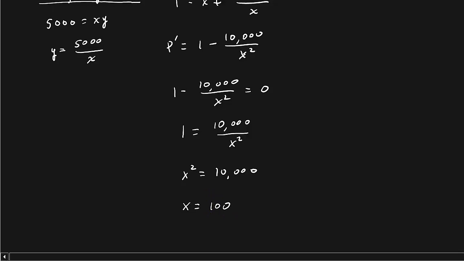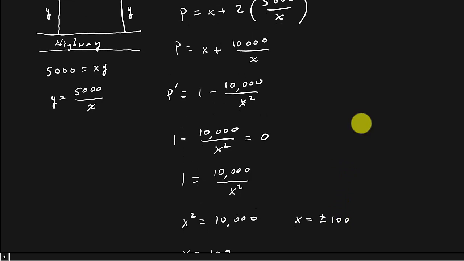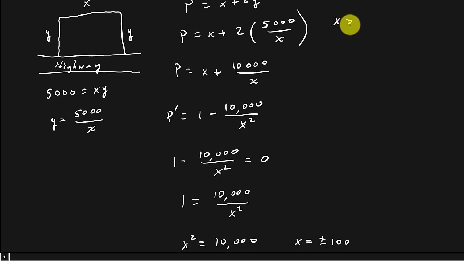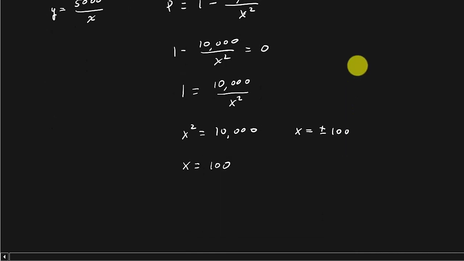Now, I do want you to keep in mind that when we square root this, we do actually get x is plus or minus 100. But for this problem, x has to be greater than 0 because you're not going to have a side with negative length. All right, so we get x is equal to 100.